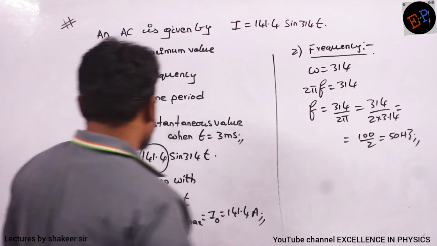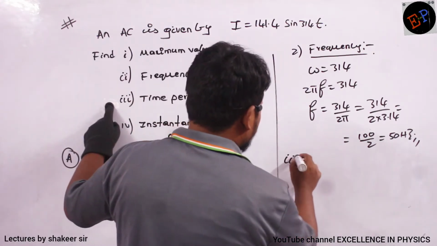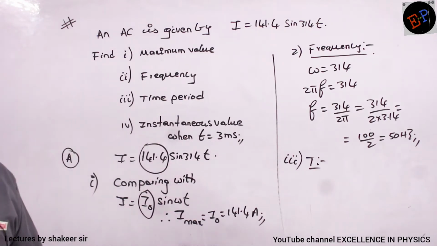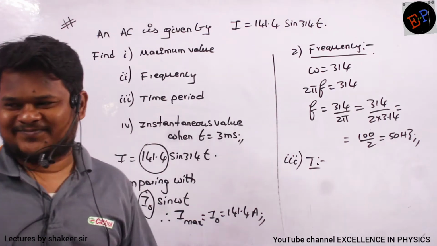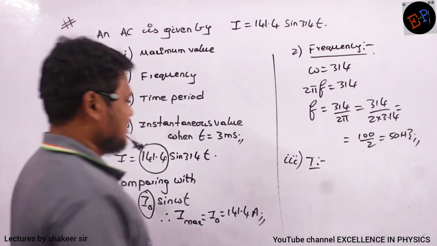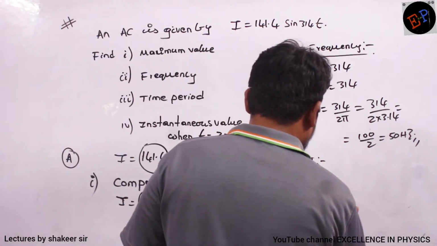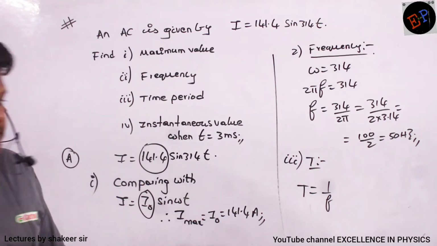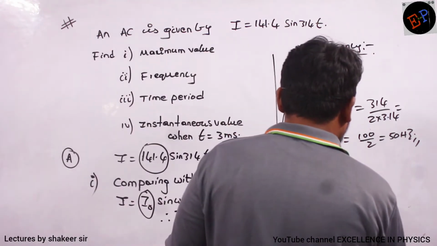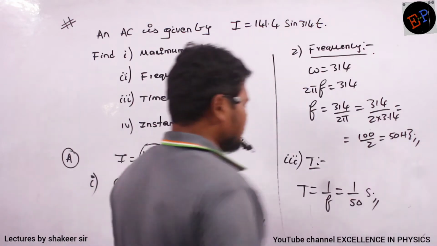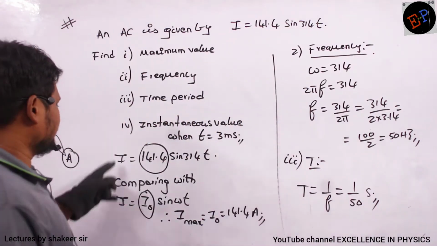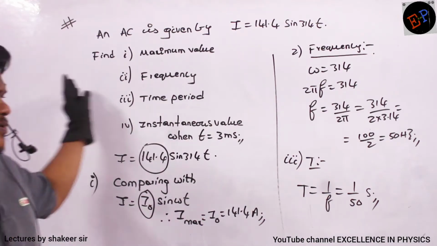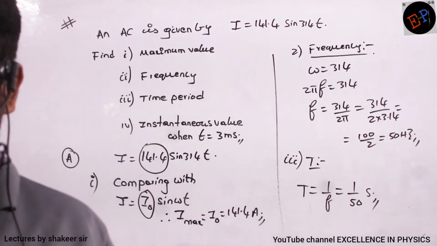Now, what is the third question he is asking? Time period. Can you say how can I calculate time period? Time period is nothing but reciprocal of frequency, no? What is time period? Reciprocal of frequency. Clear, no? So 1 by 50. 1 by 50 seconds is the time period. Are you able to understand? Fourth one is instantaneous value. So first of all, write this, then we will solve.